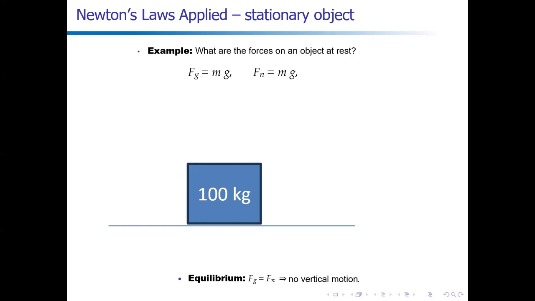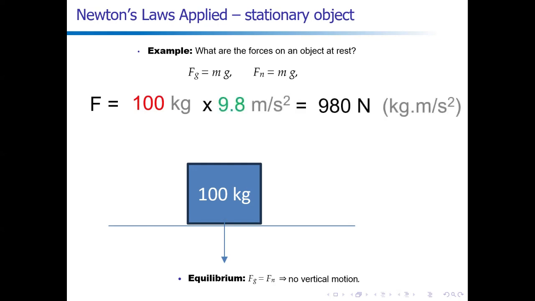Gravity pulls the object down toward the center of Earth. We call this force the gravitational force, or Fg, and we calculate it using Fg equals the mass times gravity, where mass is in kilograms and g is the acceleration due to gravity, which is 9.8 meters per second squared. So for this block, the gravitational force Fg is equal to 100 times 9.8, which is equal to 980 newtons. Remember that a newton is a derived unit equal to a kilogram meter per second squared. So the units here check out.